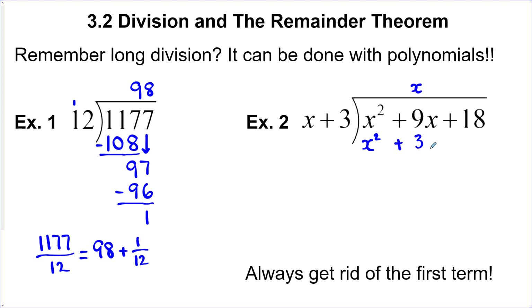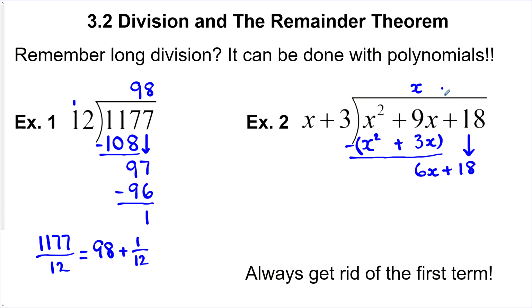And just like when we were doing this with numbers, we are subtracting this off so we can see how much of this polynomial we have taken care of with this x right here. So x squared minus x squared is 0, so we don't need anything there. And we have 9x minus 3x, and that is 6x. And also, just like before, we bring down the 18 here. So we've got 6x plus 18. And we repeat the process.